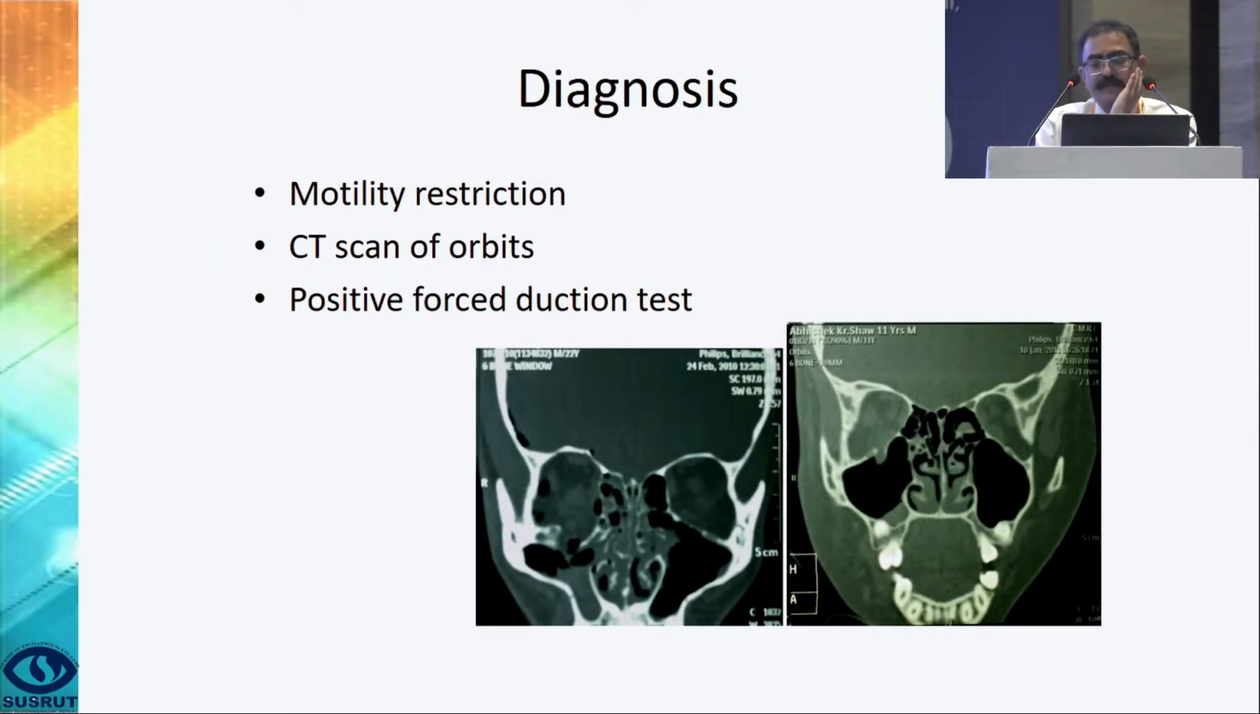So that's another patient here. This is that boy's scan. This is what happens in a typical adult. Okay. So what do you look for? You look for the motility restriction. You get CT scans done, and you do a positive force duction test.